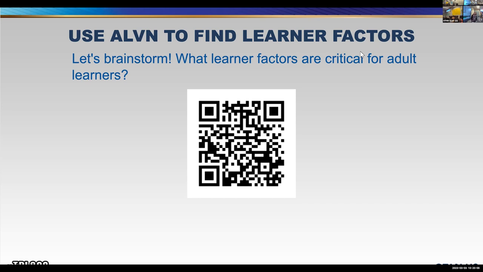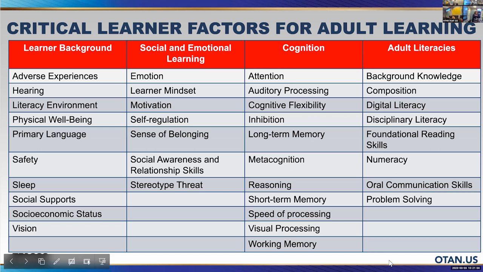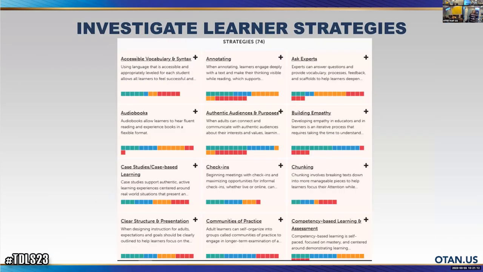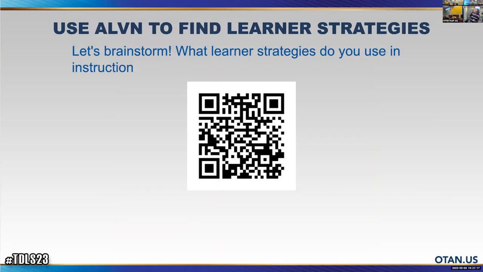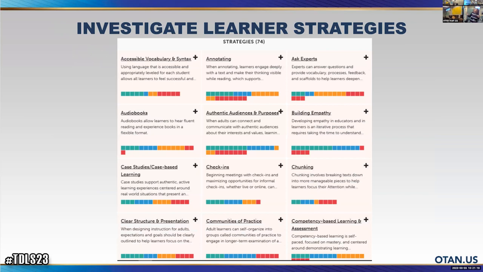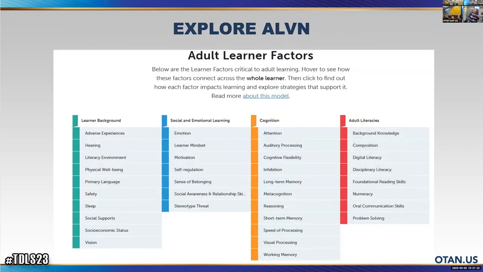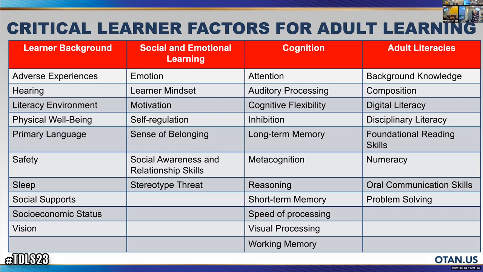So now if we go to the next screen, these are the learner factors that ALVN talks about. So there are four critical ones, learner background, and that's what you're saying. Back and work. Right there. So there's learner background, and we can talk about literacy. You put that in, physical well-being, trauma was in there, safety. Sleep, social support.